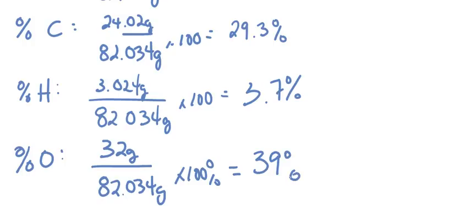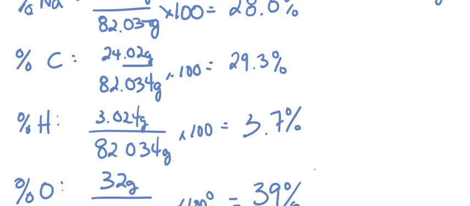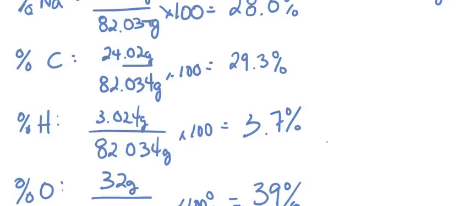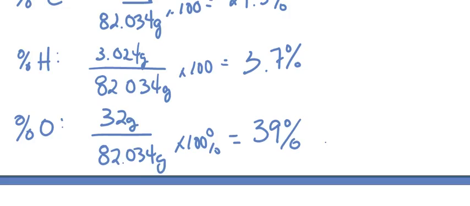Okay. Here's a real quick check. Type all these values in. So about 39%. And again, these are rounded, so you may be off by a decimal value or two. Plus 3.7, plus 29.3, plus 28.0. 100 exactly. So there's your percentages.